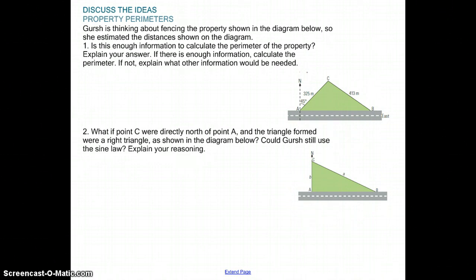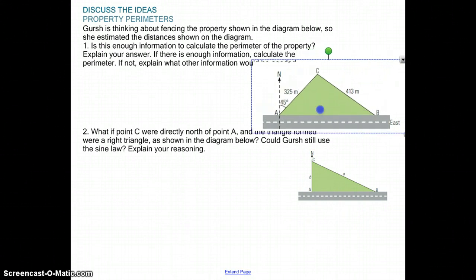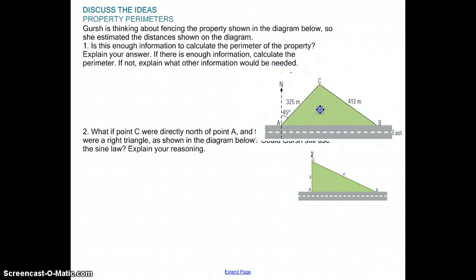So then we're going to move to discuss the ideas. Property perimeters. Gersh is thinking about fencing the property shown in the diagram below. So she estimated the distances shown on the diagram, all these distances. We want to calculate the perimeter based on this. Do we have enough information?